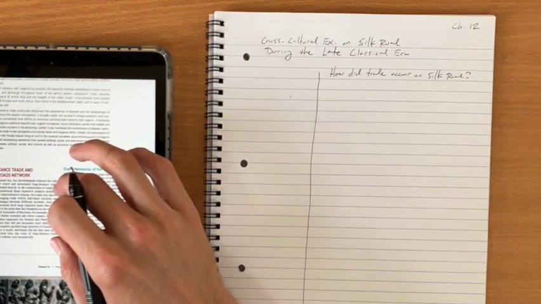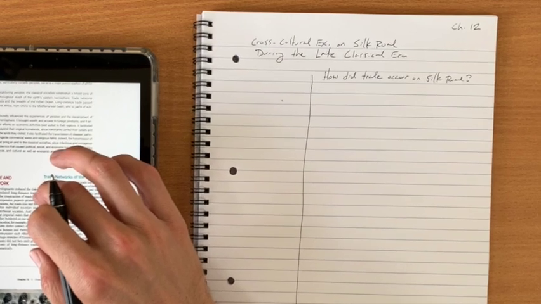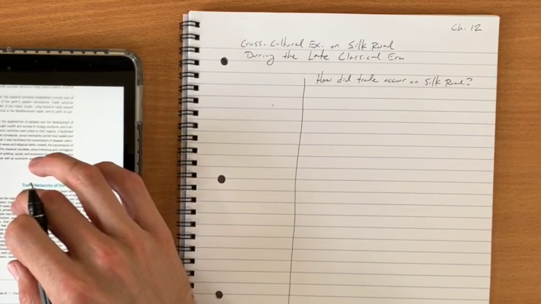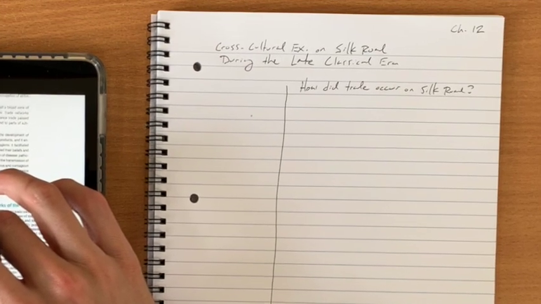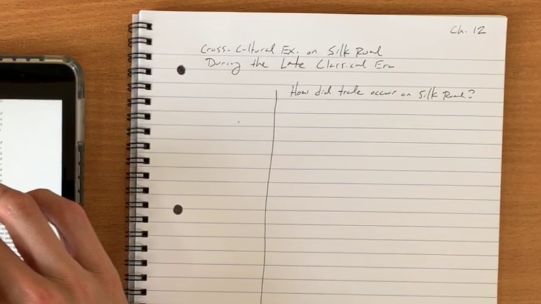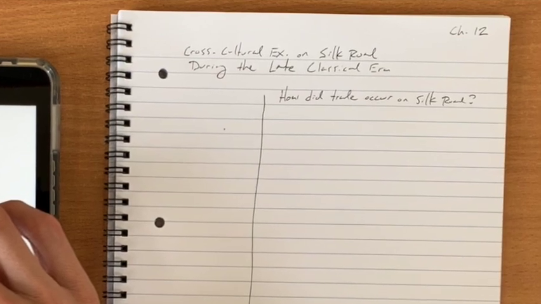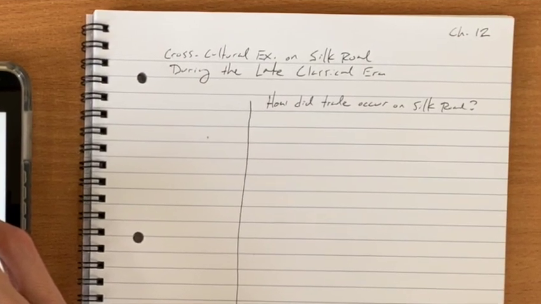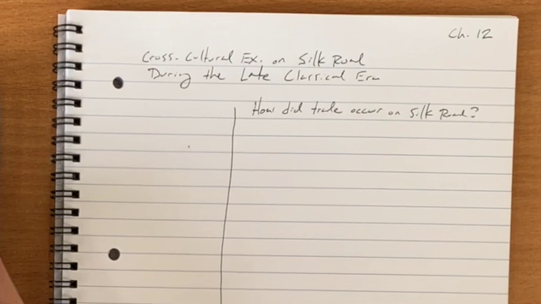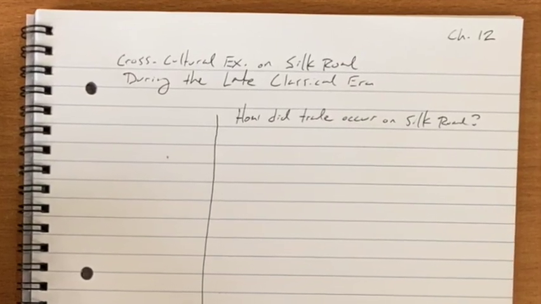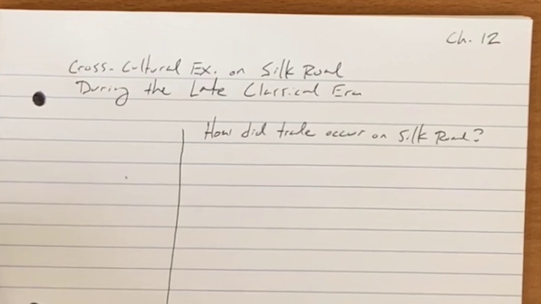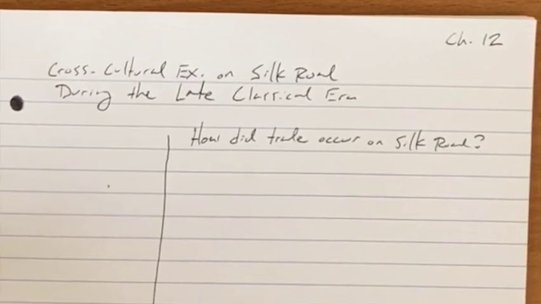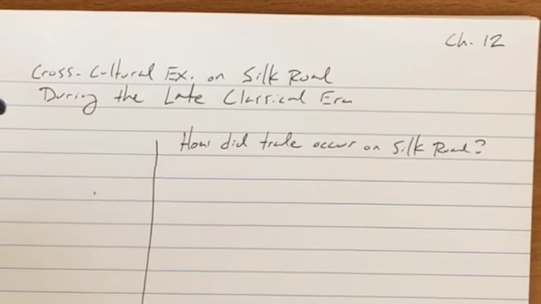So if you notice here, I put the heading into a question form. And this is an important thing that we're going to do with headings, because what we want our notes on the right hand side to do is answer that question that we just wrote. So I took the heading Long Distance Trade and the Silk Road Network, and I turned it into a question: how did trade occur on the Silk Road?